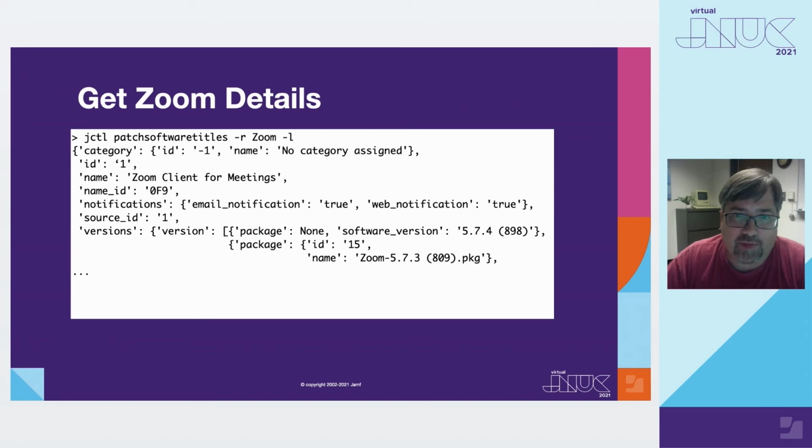Now let's get a policy for Zoom. Let's create a policy for Zoom. First, we need the ID of the software title. Here I print out all the details with -l for long, like ls -l, so I can get the ID. In this case, it's 1.